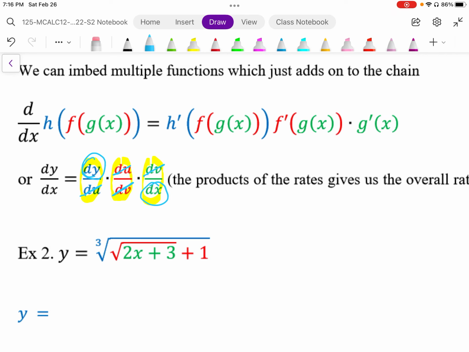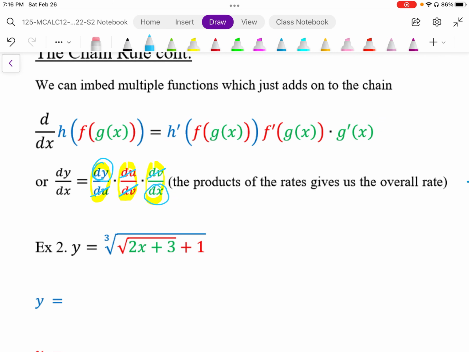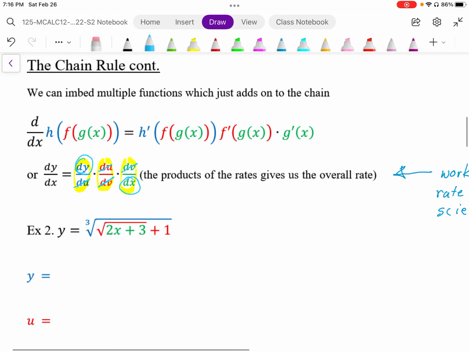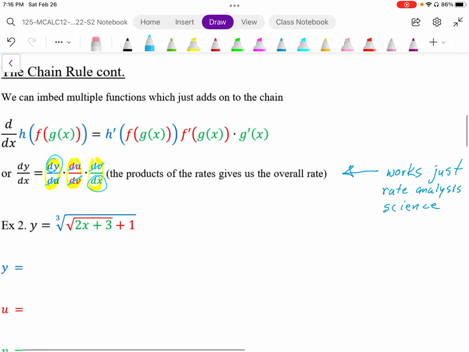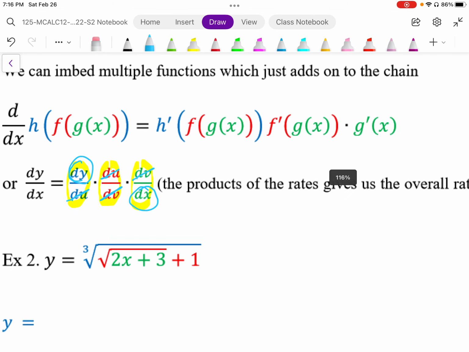So when we multiply these rates, first of all, the products of rates give us the overall rate of dy by dx. It's algebraically consistent, but not only that, it works just like we do in rate analysis in science. It's the exact same thing. So when we have embedded functions, we multiply the rates because the overall rate is dependent on the partial rates of each embedded function.